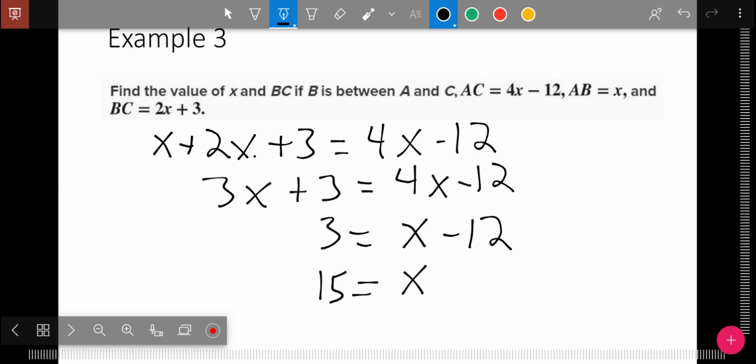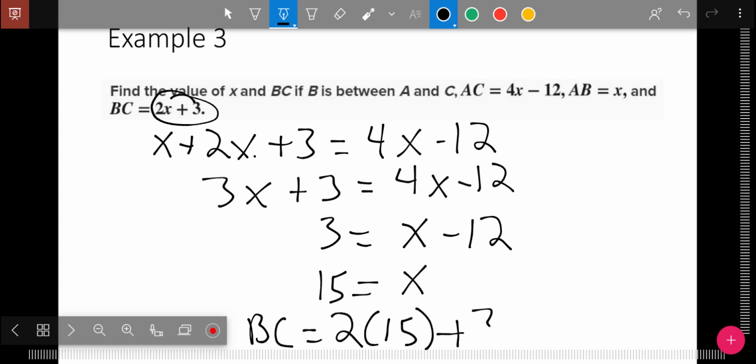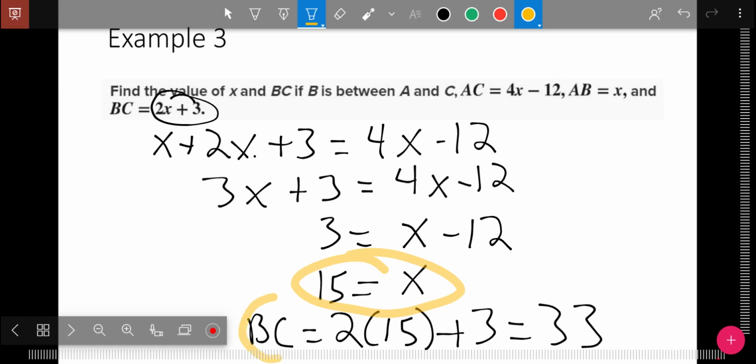So now that I know what x equals, I also, because it said two things, find x, which I did, x is 15, and find BC. So now I need to find BC. BC equaled, it said over here, 2x plus 3. So 2 times 15, that's what x is, plus 3 equals 2 times 15 is 30, plus 3 is 33. So I have my answer for x, right? Let's highlight that. My answer for x is here, and then BC is over here, 33.